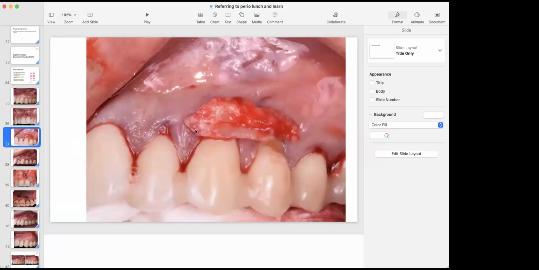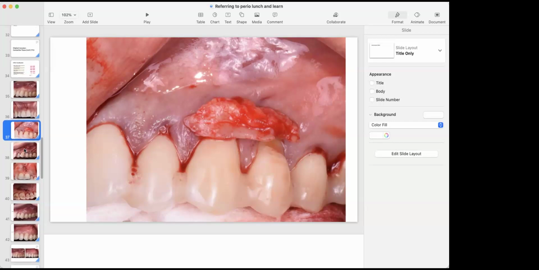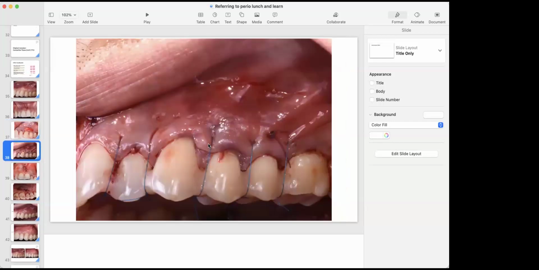Okay, so this tissue came from the roof of the mouth. I'll have a picture that'll come up in a little while. But this is connective tissue. It's the underlying layer of the palate, the hard palate. So the top layer is what we take for a free gingival graft. The underlying layer is the connective tissue graft. This is used for more aesthetic cases. So now this is going to be tucked in under the tissue. And so this next picture here will show that.